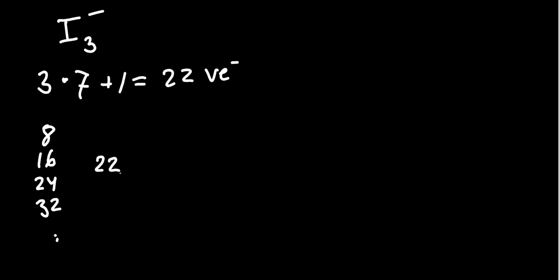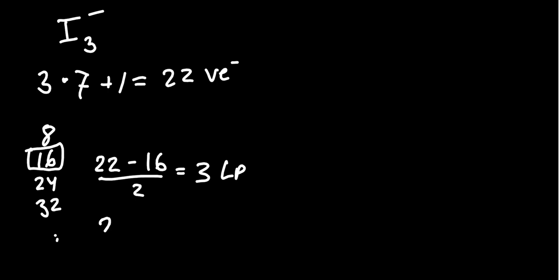So 8 is less, but it's not the greatest. And then 16 is going to be our number, because if we choose 24, we're going to get a negative number, because 24 is greater than 22. However, 16 is the greatest multiple of 8 that is less than 22. So we're going to subtract these numbers and then divide them by 2. And that is going to give us 3. This is the number of lone pairs we have in the central atom.